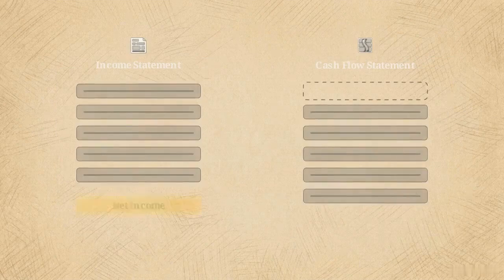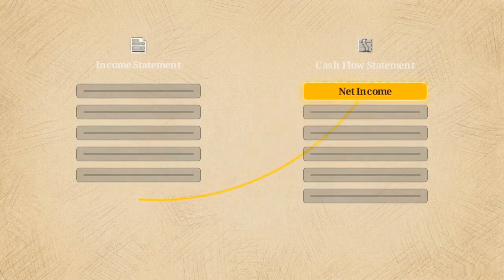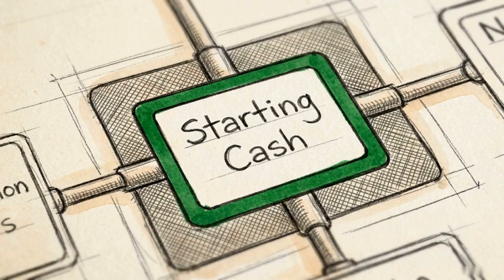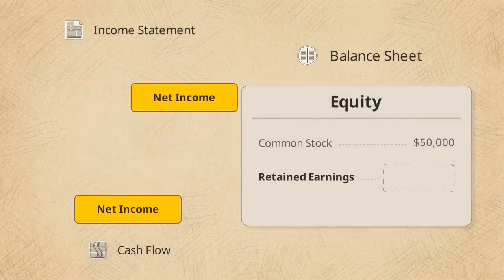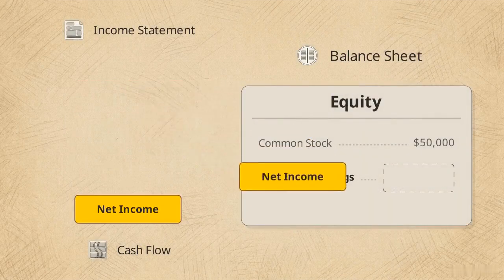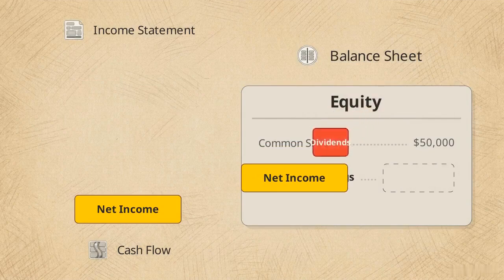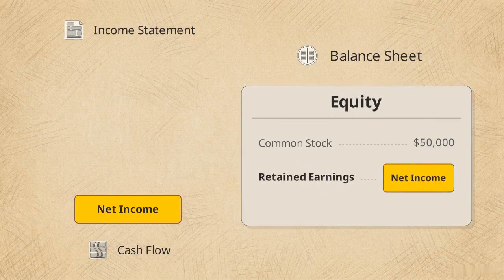The integration begins by routing net income from the very bottom of the income statement to the top line of the cash flow statement. This establishes the starting point for operating cash generation. Simultaneously, that same net income travels a dual path, flowing directly into retained earnings within the equity section of the balance sheet, minus any dividends paid to shareholders.